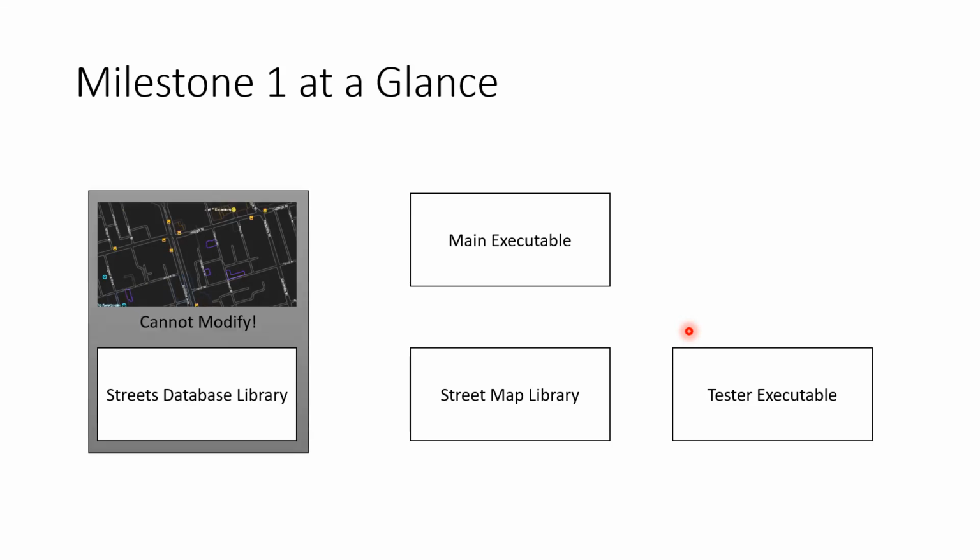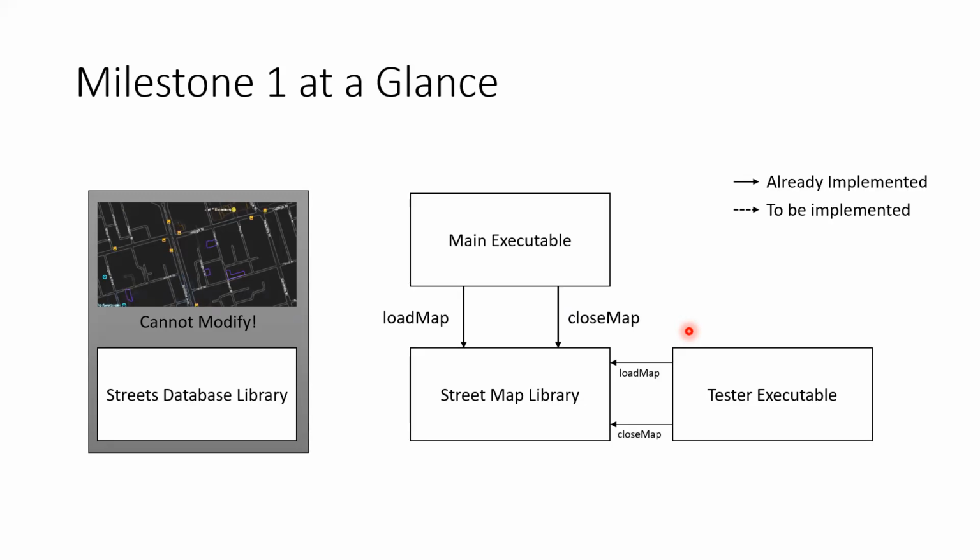The street database library is the library that we are providing to you. It will contain all of the information that your program will need, and you cannot modify it. Your main executable and the tester executable will be using the street map library that you will need to implement for queries. And your library will need to call the street database library to get all of the information.